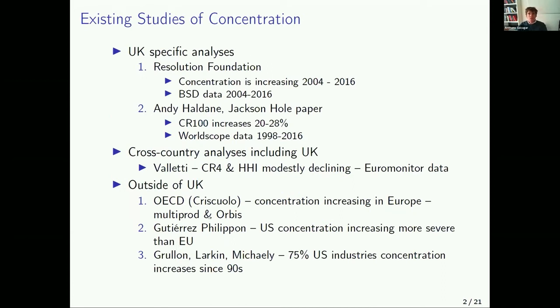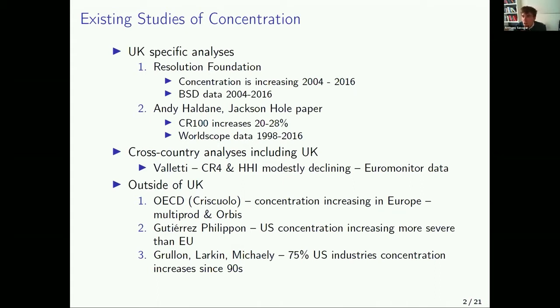So let's give a quick overview of what we understand about product market concentration in the UK. Very briefly, concentration is how much of total revenue share in an industry a firm or a small subset of firms have. And that's what we're looking at.